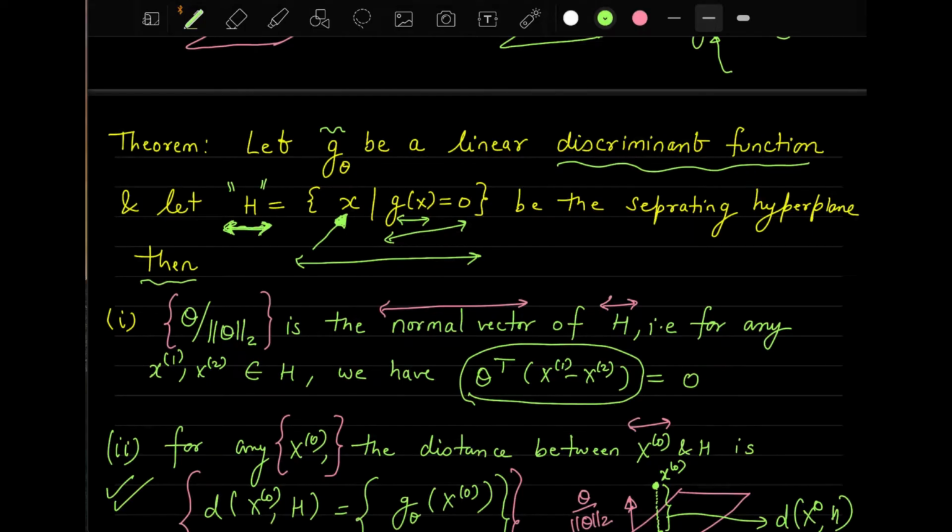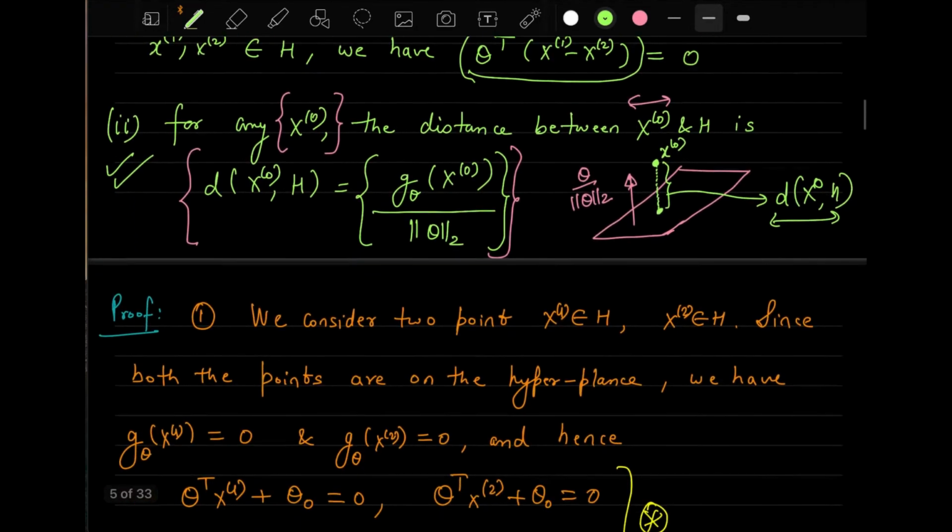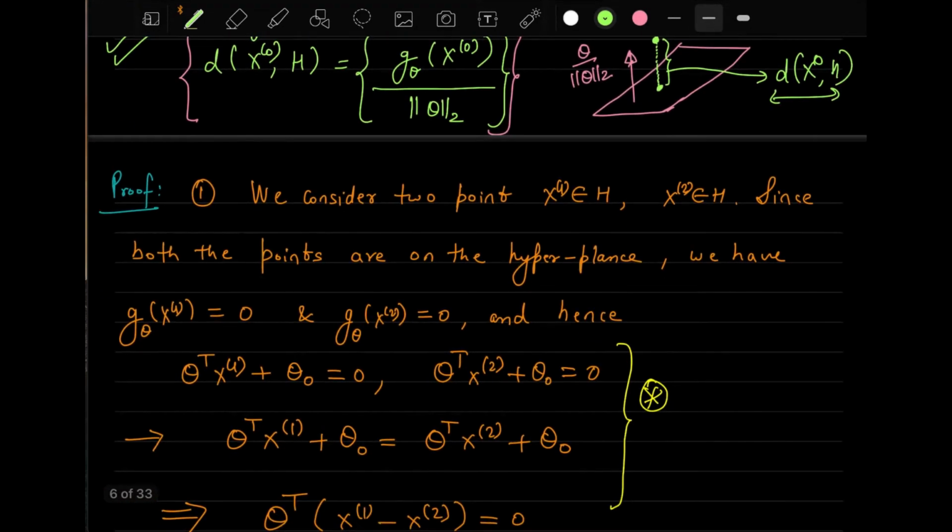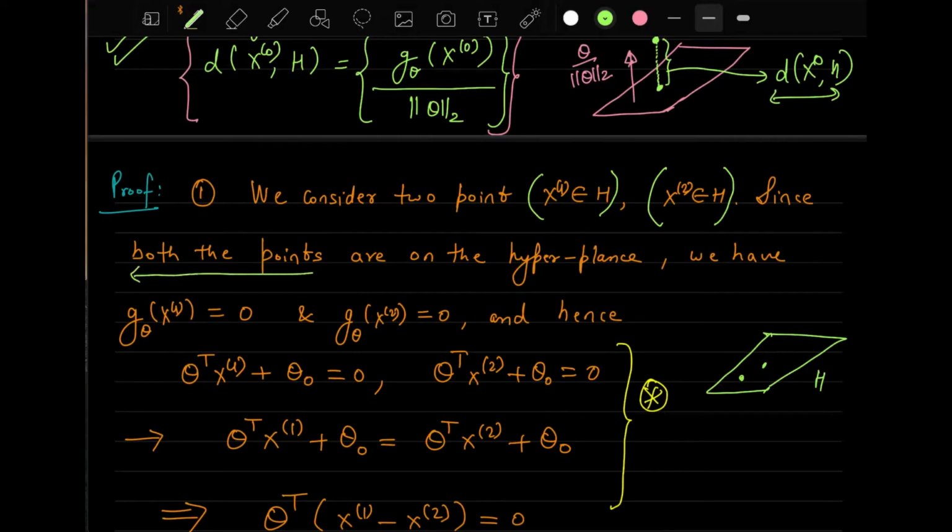So these are the two theorems that we have to prove before starting the discussion of support vector machine, because some way or the other it will be used in the derivation of the support vector machine. So let us understand the first proof. In the first proof, we are considering 2 points x1 and x2 which are lying on the hyperplane. So we are saying that this is the hyperplane H, and these are the 2 points which are lying on the hyperplane.